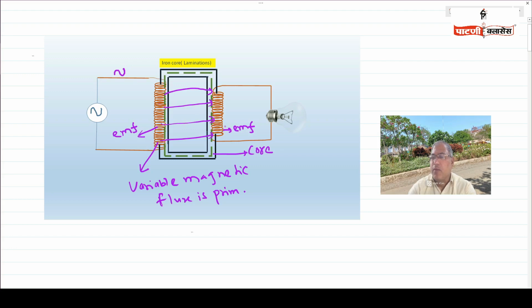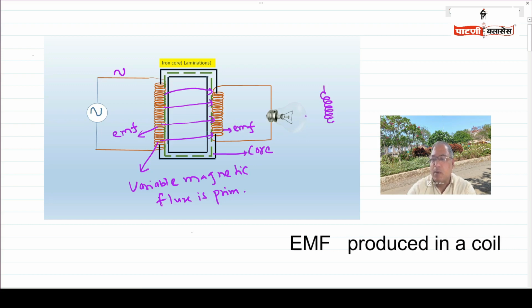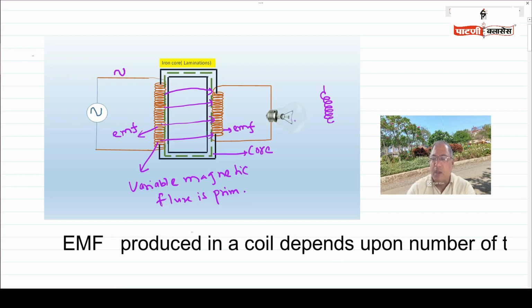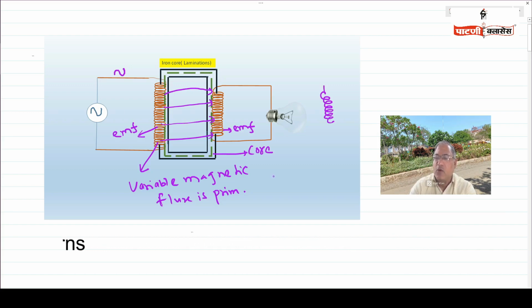Now, the EMF produced in the secondary coil will depend upon how many turns there are. You see that when you are doing the winding, you are counting how many turns: 2 turns, 3 turns, 4 turns, 100 turns, 2000 turns, 1000 turns, 500 turns. Whenever we do the winding, we count with the number of turns. The number of turns can be easily counted with the winding machine. A digital counter is there on the winding machine, and the machine automatically counts how many turns you are winding.